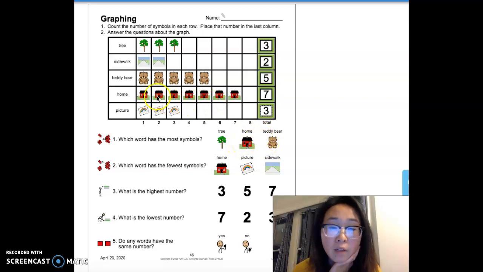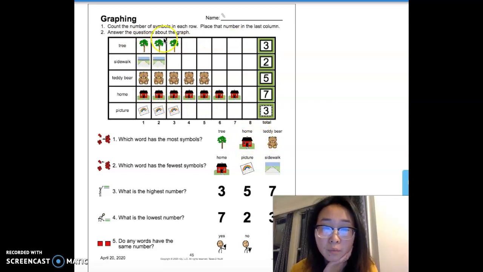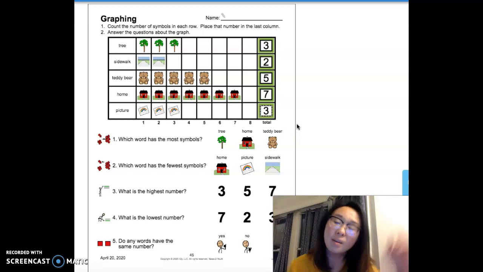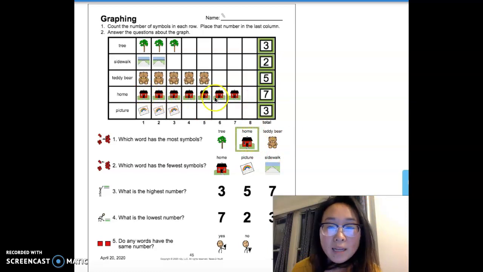So let's look. We have tree, which has 3. We have home, which has 7. And we have teddy bear, which has 5. Which has the most if we look at the pictures? The one with the most is home. Home has 7. So if you see here, compared to the other ones, it has the most.